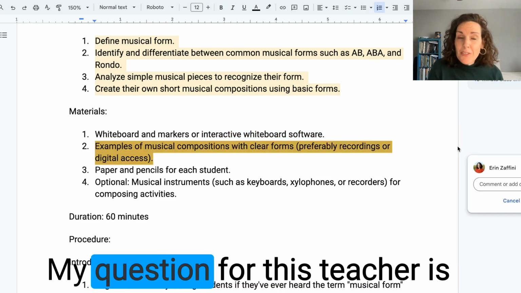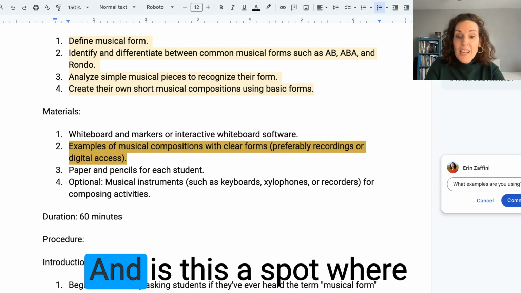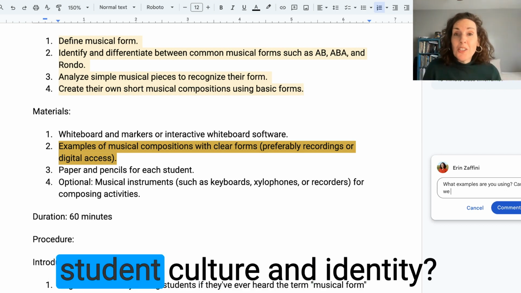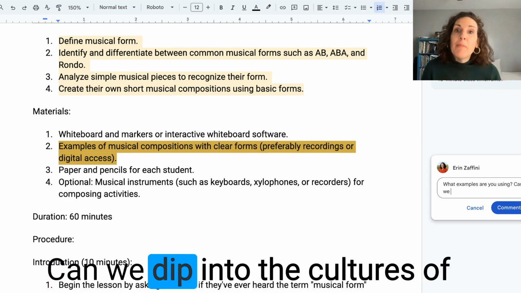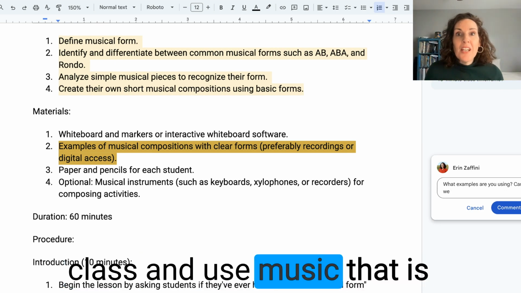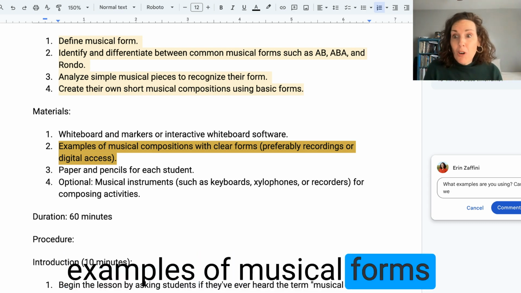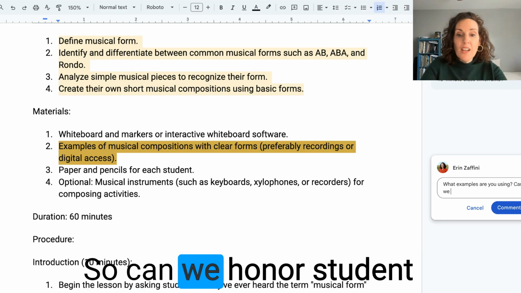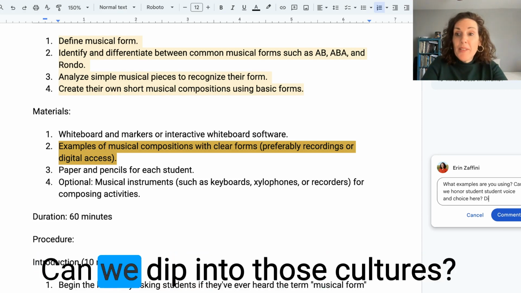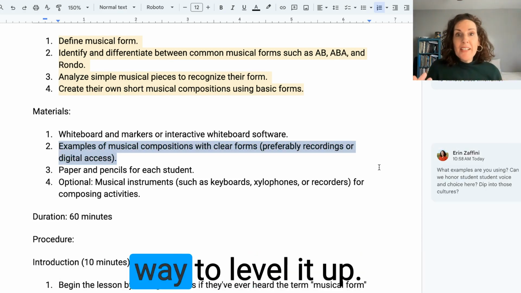Cool. My question for this teacher is, what examples are you using? And is this a spot where we can actually honor student culture and identity? Can we dip into the cultures of our students in this particular class and use music that is representative of them as examples of musical forms that you're trying to highlight? So can we honor student voice and choice here? Can we dip into those cultures? That's another way to level it up.